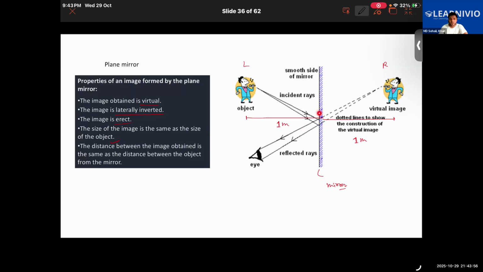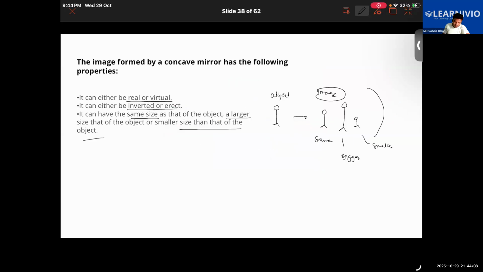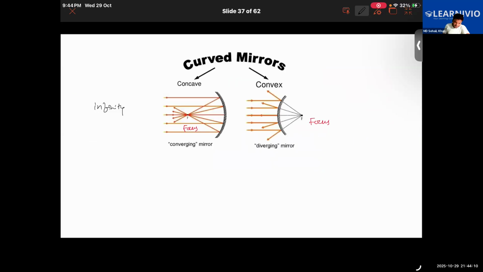So as the distance between the object and the mirror decreases, the distance between the image and the mirror decreases. That is the thing. So these were the properties of the image formed by the plane mirror, and about the curved mirrors also we have discussed. One more thing I will tell you about the concave mirror.